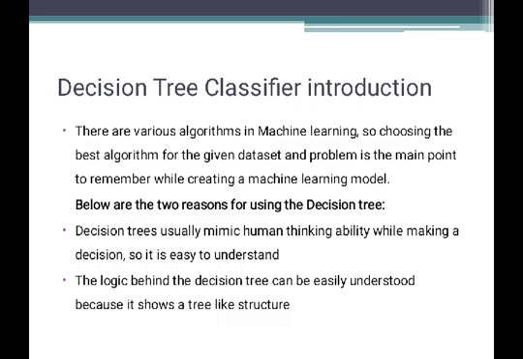Decision tree classifier. There are various algorithms in machine learning, so choosing the best algorithm for the given dataset and problem is the main point to remember while creating a machine learning model. Below are the two reasons for using the decision tree. Decision trees usually mimic human thinking ability while making a decision, so they are easy to understand. The logic behind the decision tree can be easily understood because it shows a tree-like structure.